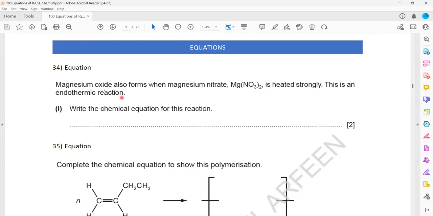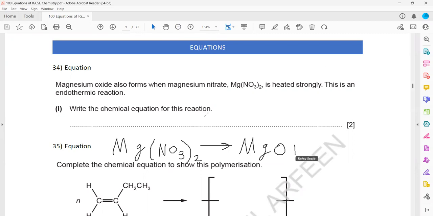The first one is magnesium oxide, also formed when magnesium nitrate is heated strongly. This is an endothermic reaction. So if we heat magnesium nitrate strongly, first, what will be the product? Whenever metal nitrates from calcium till copper are heated, they produce metal oxide plus nitrogen dioxide plus oxygen. These are the products. So you have to remember the thermal decomposition of a metal carbonate, especially from calcium till copper.